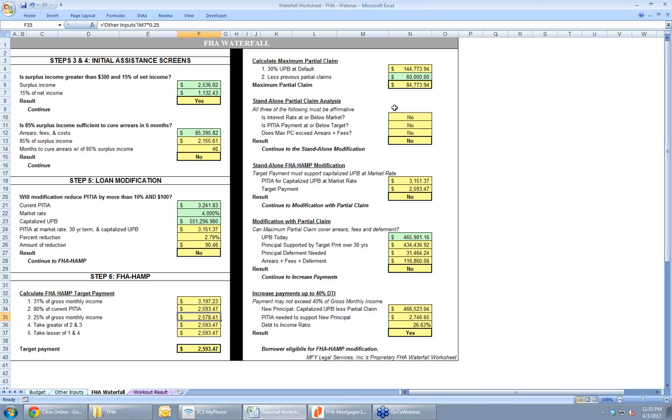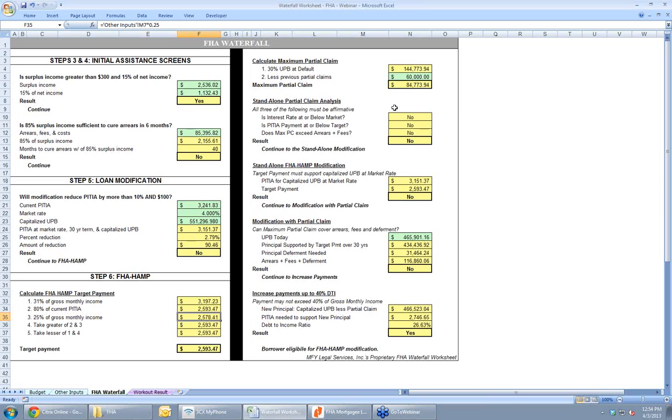So I'm not sure exactly where I got cut off, but let me just go back to the maximum partial claim real quick. So again, you figure out what the maximum partial claim is by taking 30% of the UPB at default, subtracting out any previous partial claim that was awarded, and that's going to be the maximum partial claim that a borrower can get.